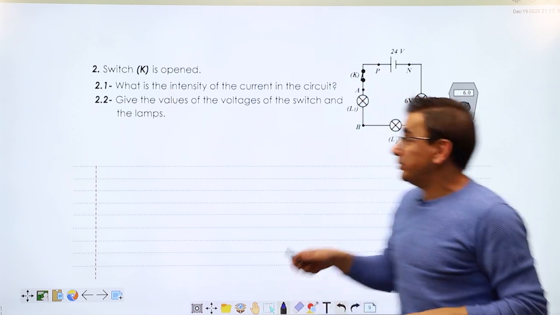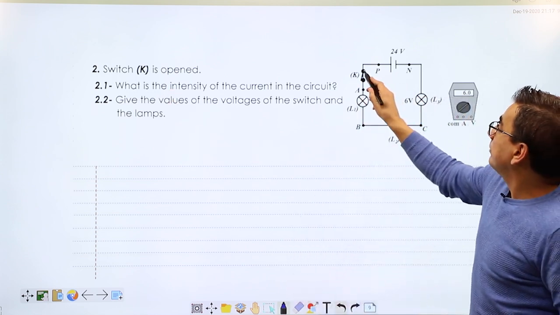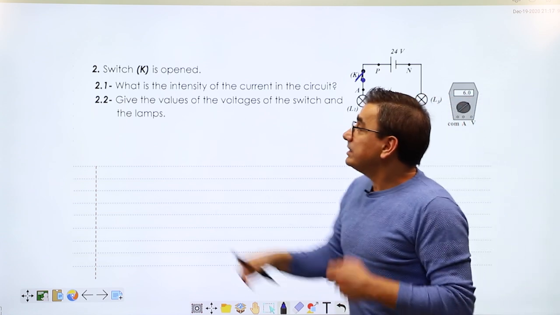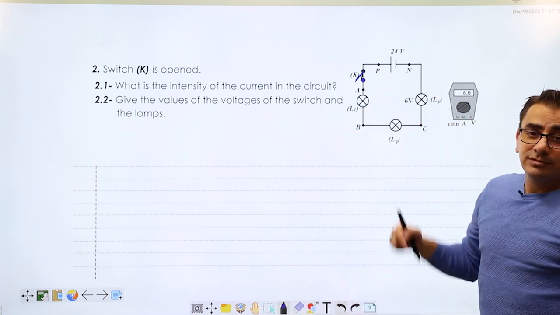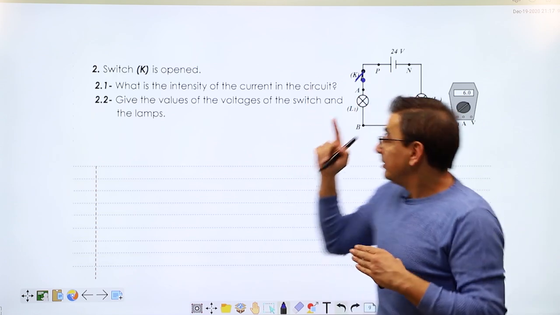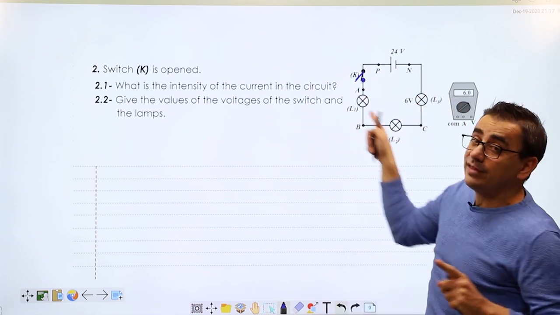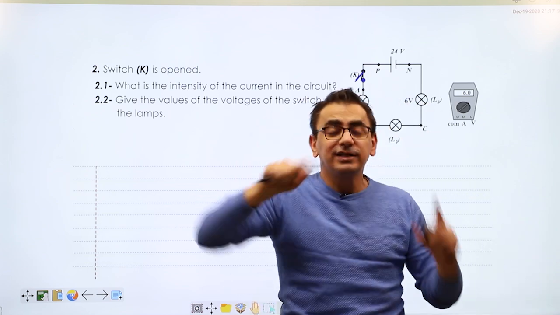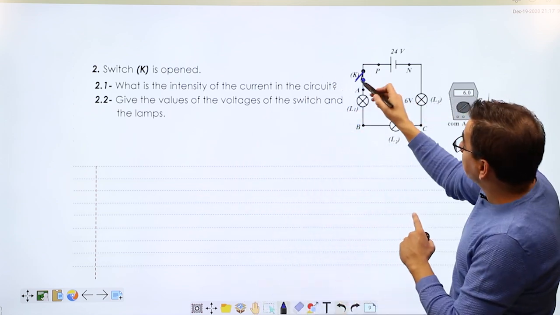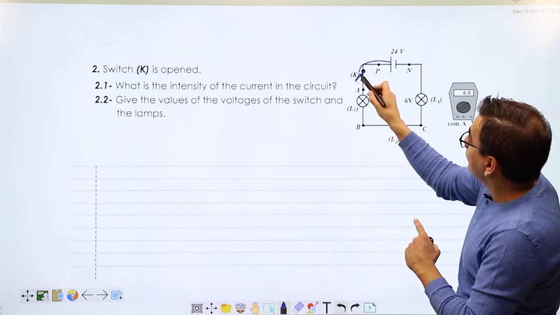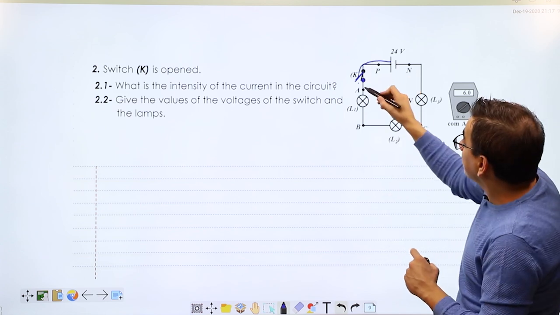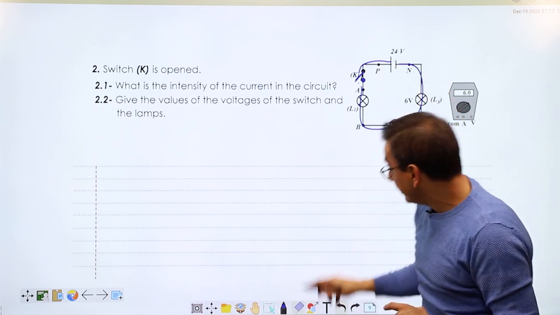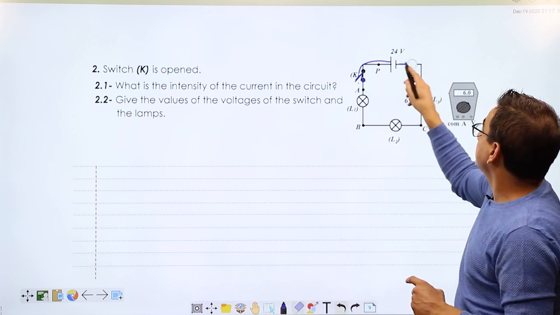Switch K now is opened. We open this switch. So if I want to draw the figure, I draw it again with an open switch. What is the intensity of the current in the circuit? When the switch is open, it stops the current from flowing in the whole branch. Don't forget, the current, as we said before, flows in the whole circuit as one unit. So if it's blocked here, then current cannot continue on this line, and definitely cannot continue in the whole circuit. So what happens here is simply the whole current becomes 0.